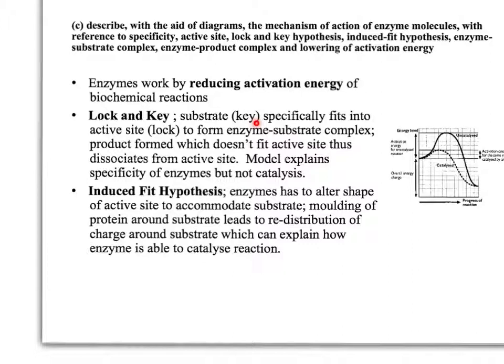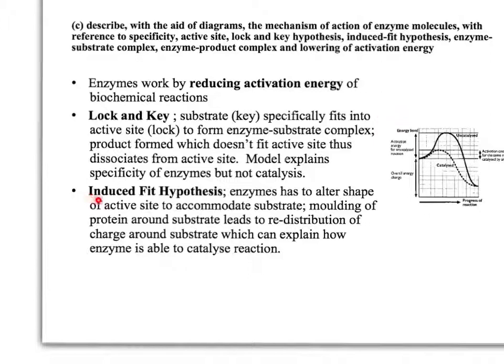Okay, so the idea is that every different substrate that occurs in a cell has to have a different enzyme to be able to catalyze a chemical reaction that involves that substrate. The limitation of this lock and key hypothesis is that whilst it very neatly describes the specificity of enzymes, it doesn't in any way suggest how catalysis actually occurs.